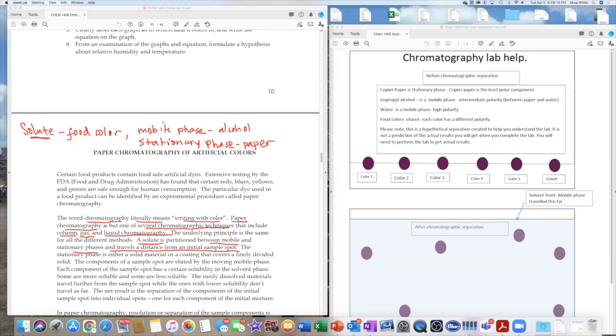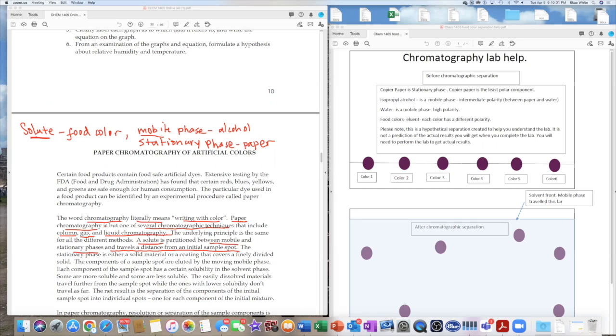So the solute is drawn to one of these more than the other, okay? So it's being partitioned between these two phases here. The mobile phase, the phase that actually moves, which is the alcohol. The stationary phase, the phase that doesn't move, that's the paper. And remember, the solute, the food color, will have to travel a distance from the initial spot, okay? The stationary phase is either a solid material or a coating that covers a finely divided solid. In our case, the stationary phase is your paper, okay?